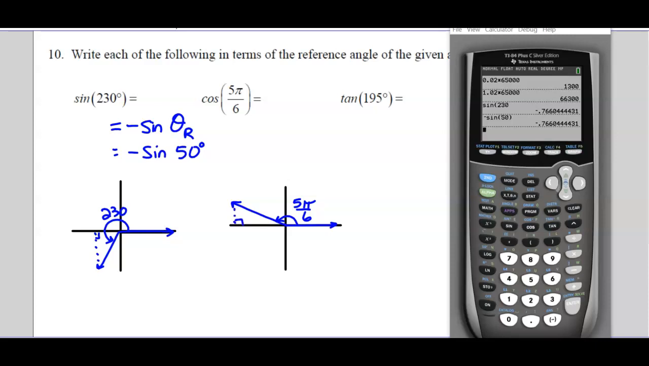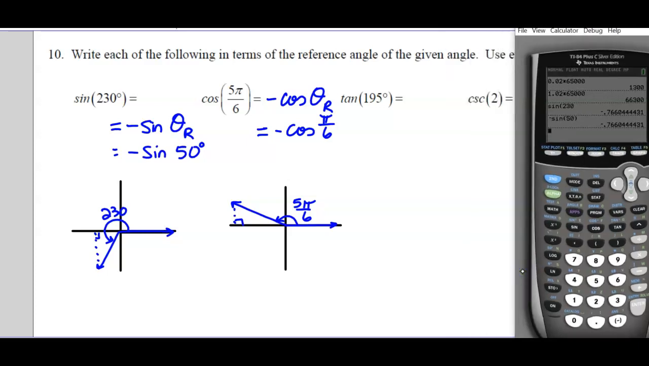Okay, so if we're writing this in terms of the reference angle, the trig ratios of all reference angles are going to be positive. So that means we want to take the negative of cosine of theta reference, which in this case is pi over 6. Yeah, so you could find that. We'll get into that in a little bit. I'm not going to bother finding it right now.